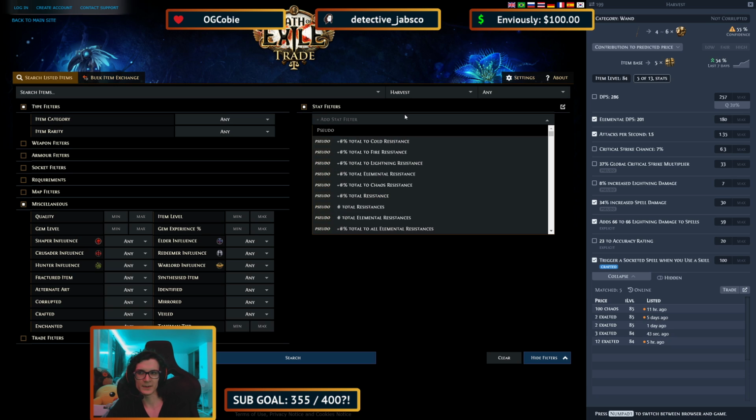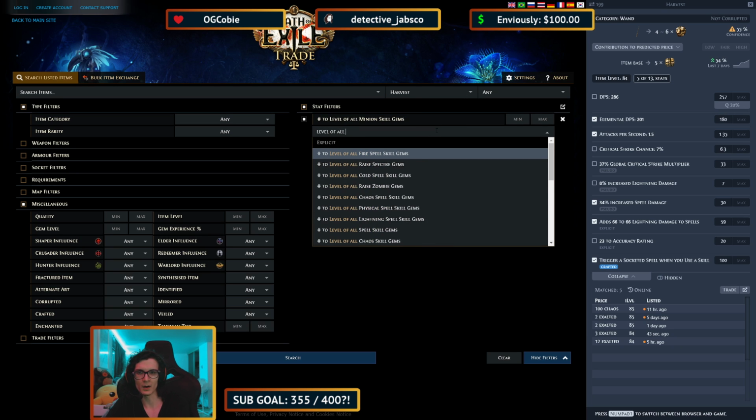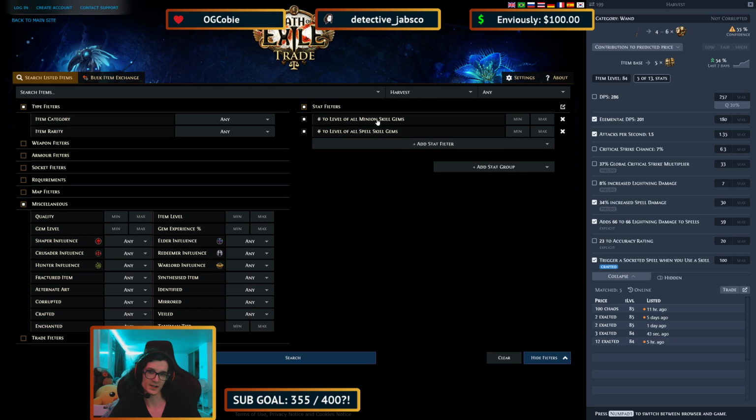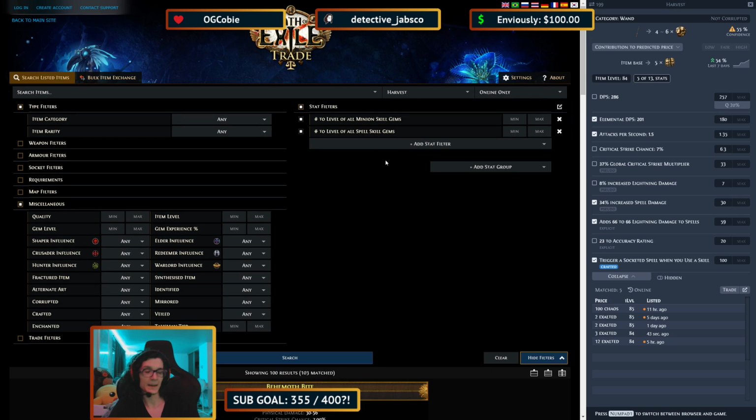So I would be crafting a minion wand which has, say, level of all minion skill gems, and then level of all spells skill gem, right? If I look at this, you'll see wands with both of them. Now the thing is, maybe I craft the wand and I don't actually get both of them. Maybe I only have one of them. So that is something that is very important for some, especially with items that have level of gems.